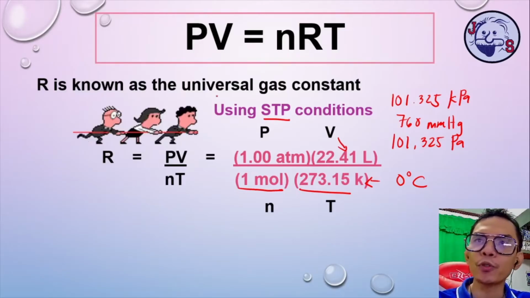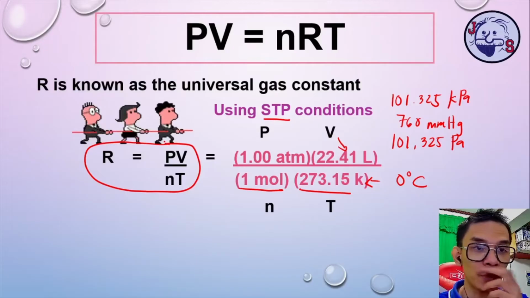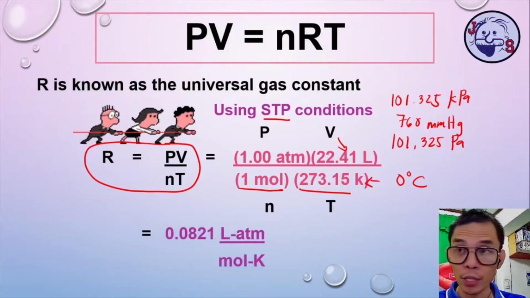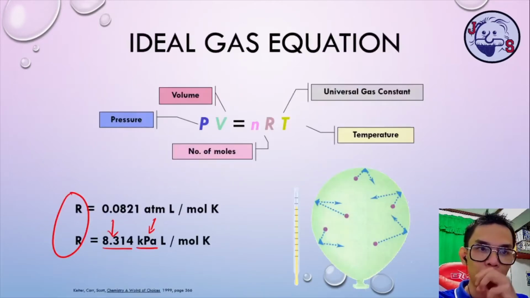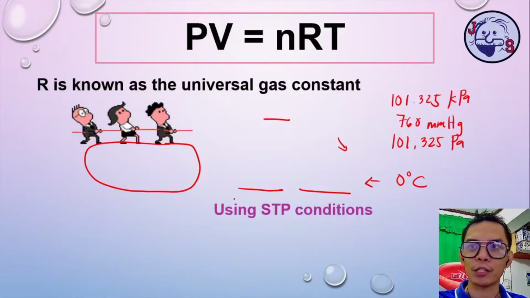Now, if you will use this formula in getting the R, you will get this value. Are you familiar with this value? You have seen this one a while ago over here. So, that's how you get this value that you have.